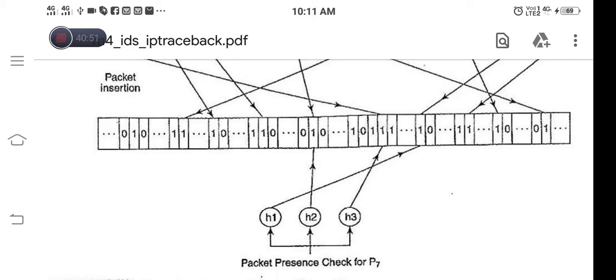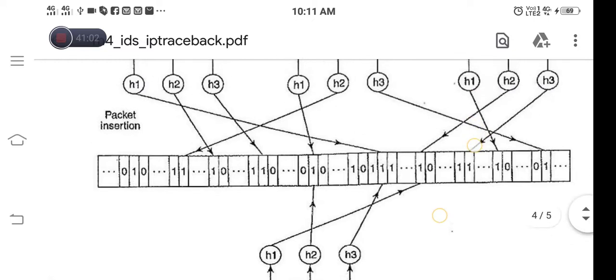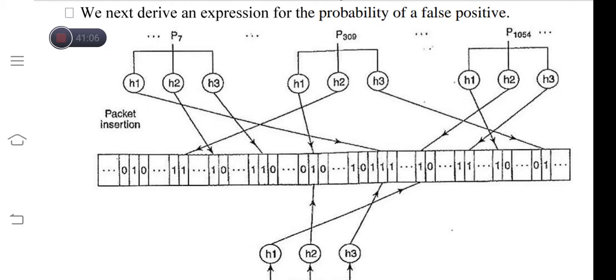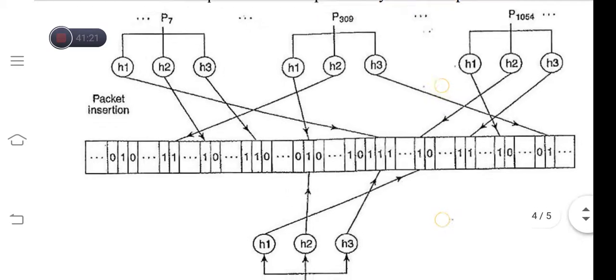So H1 on packet 309 and H2 on packet P7 are pointing to the same index. Now at the packet presence checking time by the router, the system will conclude, rightly or wrongly, that it has encountered P7 before. This is nothing but the false positive.